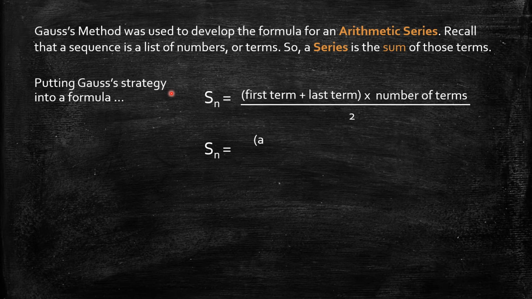We've talked about that before. The last term is t at n, right? That's what the last term is. For the number of terms, we're just going to use n and then divide by 2. So this is a formula, and you need to memorize it. This is the formula for the sum of an arithmetic series, so it has to be arithmetic.